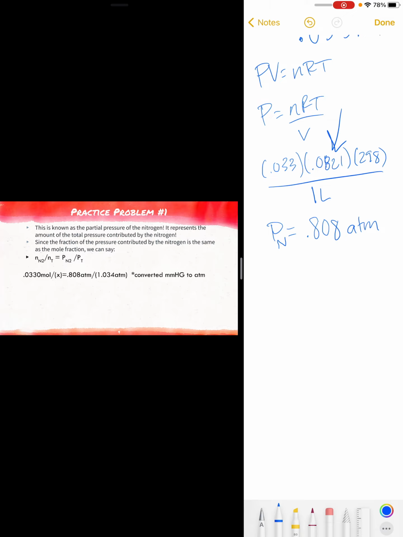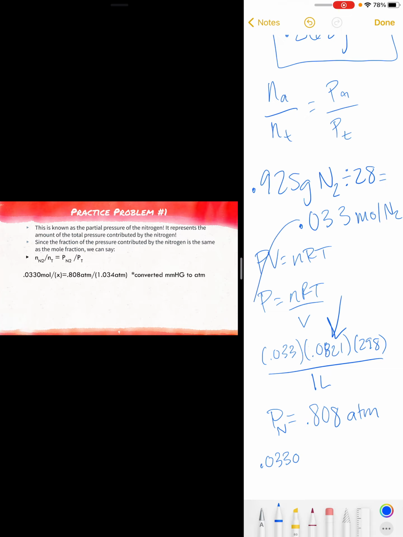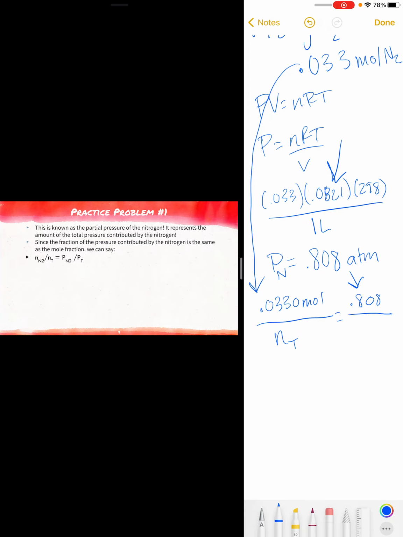So now I'm just going to plug in numbers to that equation. I have the moles of nitrogen, which was 0.0330. That's what we calculated a few minutes ago when we were up here. So that's where I got that. That's moles. We can put that over the total moles, which we have no idea what that is, so I'm going to leave that blank. We can say our partial pressure of nitrogen, which is what we just found, so 0.808, over the total pressure, which is given to you in the question.